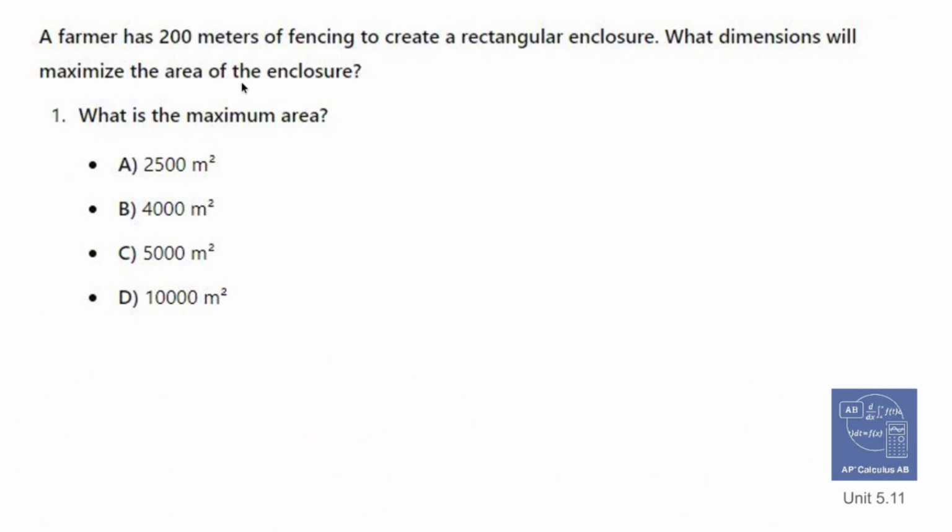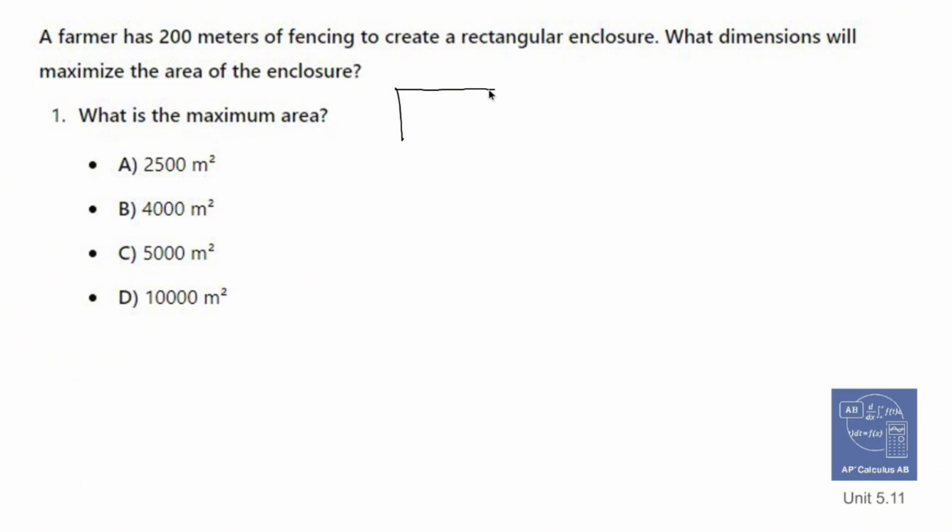The idea behind an optimization problem is you are trying to take an equation, take the derivative of it, giving you critical points, and critical points give you a local maximum or a local minimum. So let's start out with what we know.